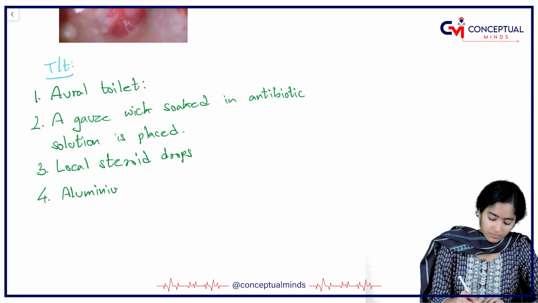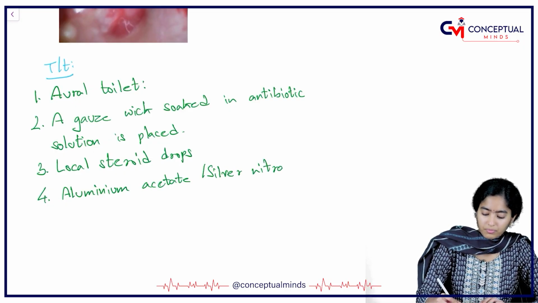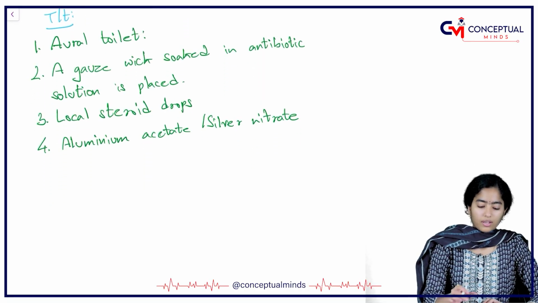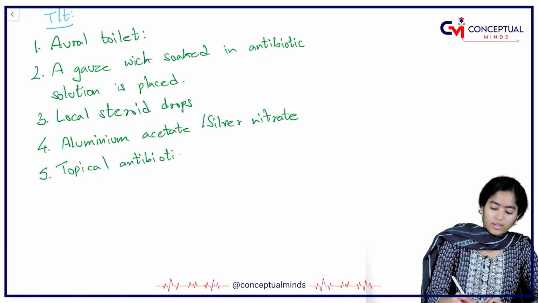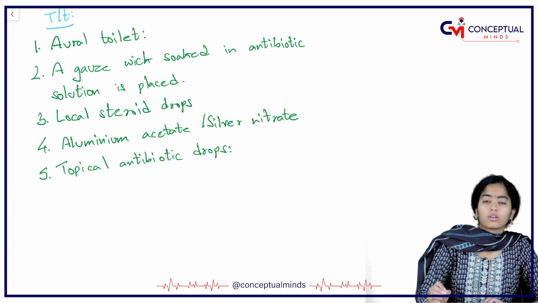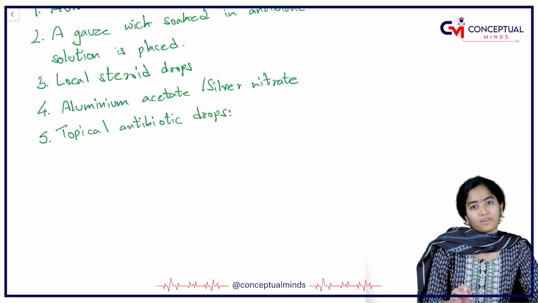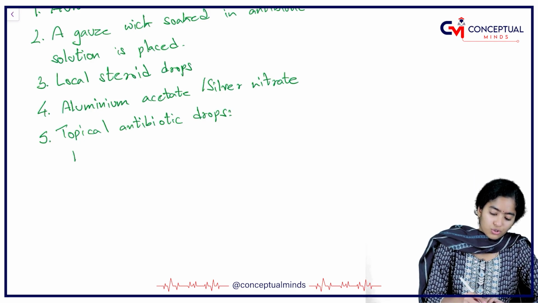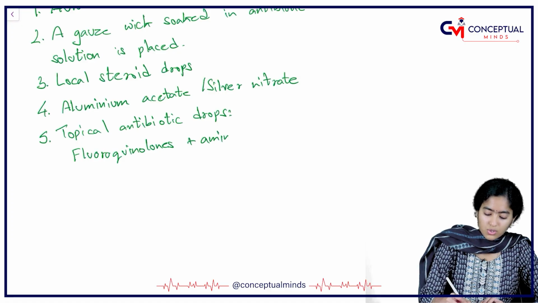Aluminium acetate or silver nitrate drops can be used. Okay, and of course topical antibiotics are important. Topical antibiotic drops, they are the main thing that are going to control the infection. We have to use combinations, generally a combination of fluoroquinolones with aminoglycosides is used.